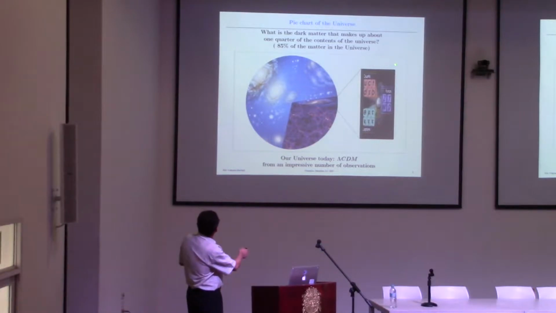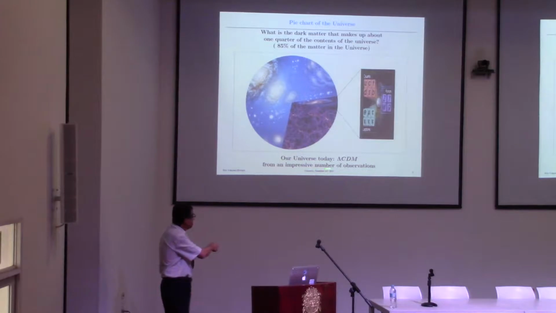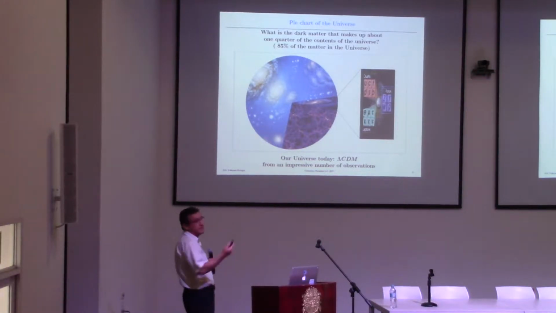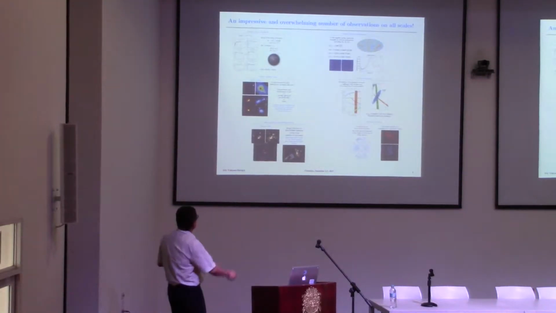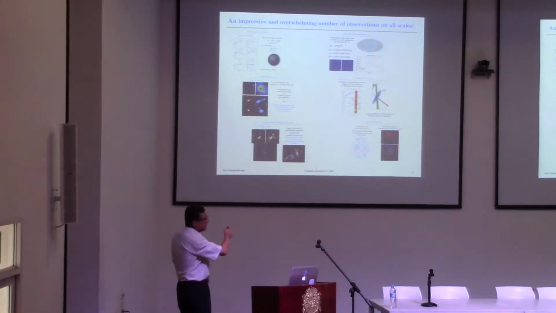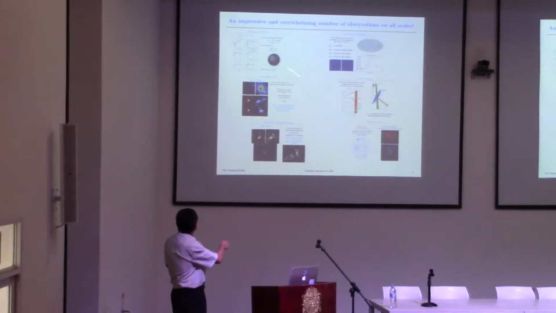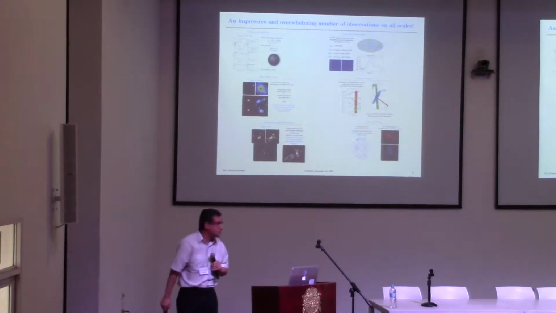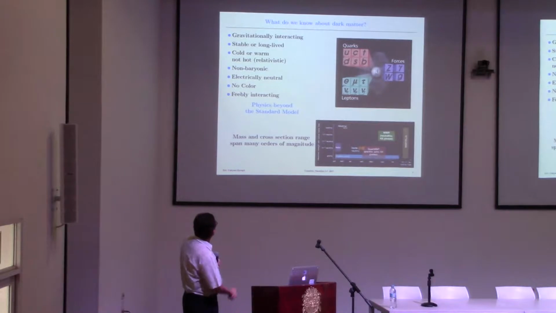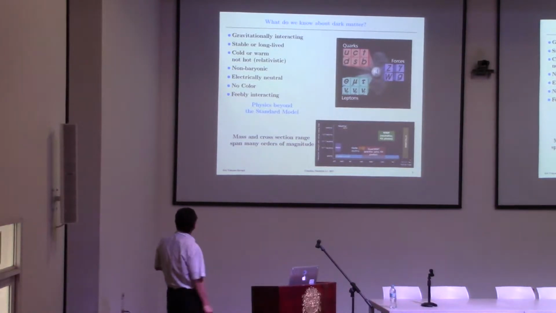So all this comes to this pie chart of the universe, coming from an impressive number of observations at different scales pointing to this missing matter in the universe. I always like to summarize most of the evidence going from galactic rotation curves of galaxies, X-rays, gravitational lenses, and then the CMB and even simulations of large-scale structure. So basically this is what we know about dark matter.